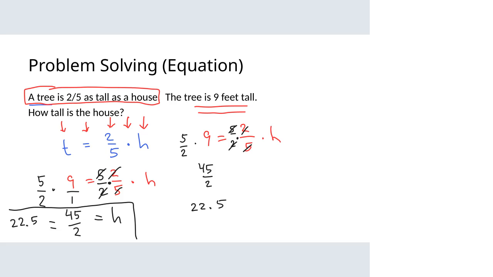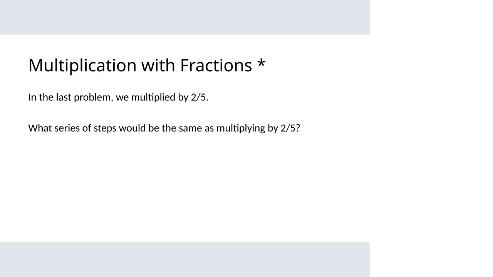If there are any questions about what we did there, let me know. Otherwise, I want to talk a little bit more about multiplying by 2/5. In the last problem we did, we multiplied by 2/5. I want to ask you a question. What series of steps would give us the same result as multiplying by 2/5? I'm going to give you some choices and set up a poll.